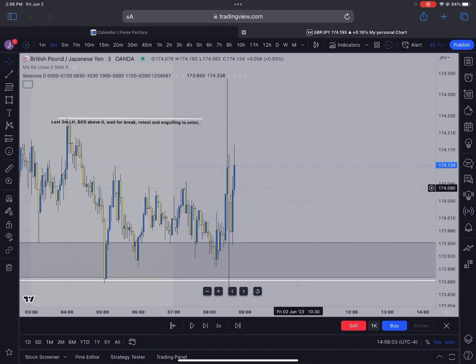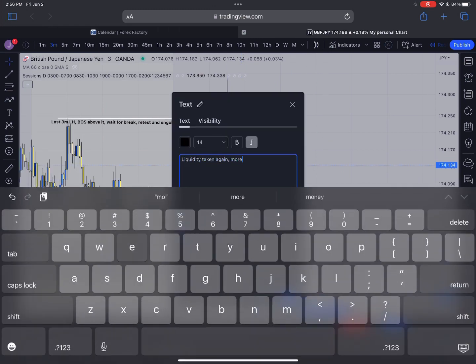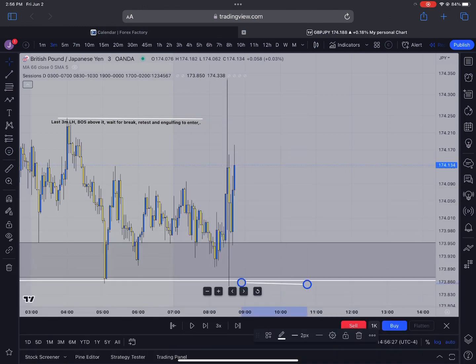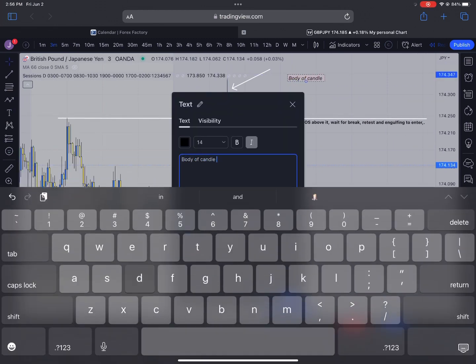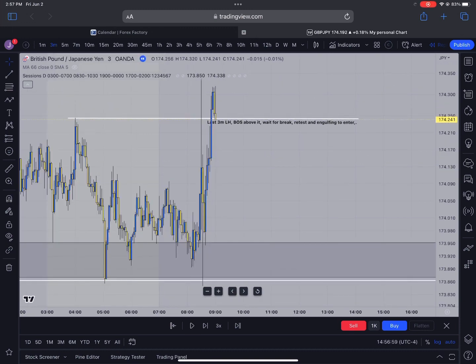So here you can see liquidity was taken once again and rejected, meaning we got more power to push up right now. That's the way I see it. And right after, you can see that we had rejection on top, which was not a break of structure. It was only rejection, so I do not take an entry here. I want to see a candle fully print above that 3 minutes lower high. Otherwise, I will not enter.